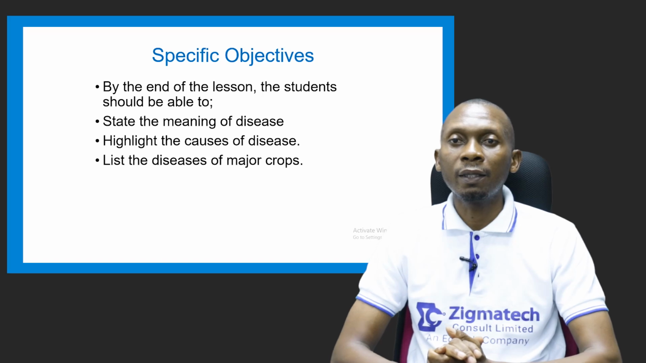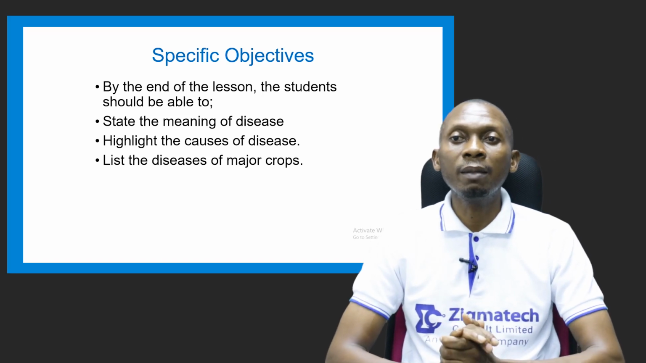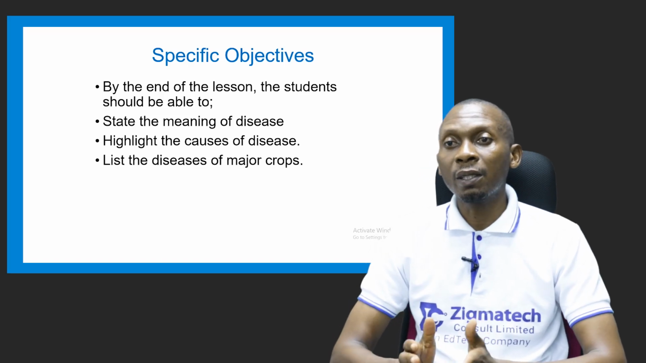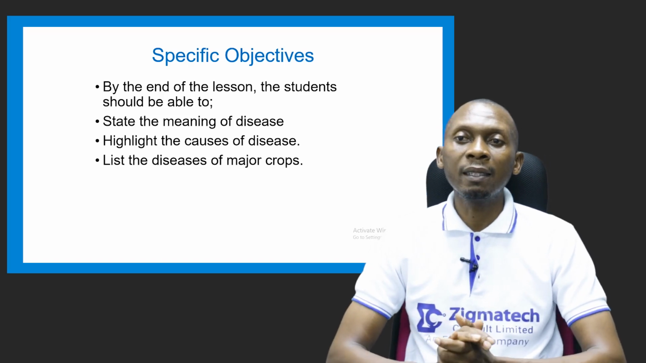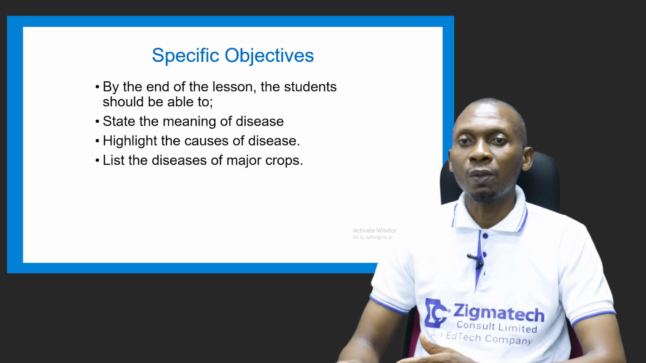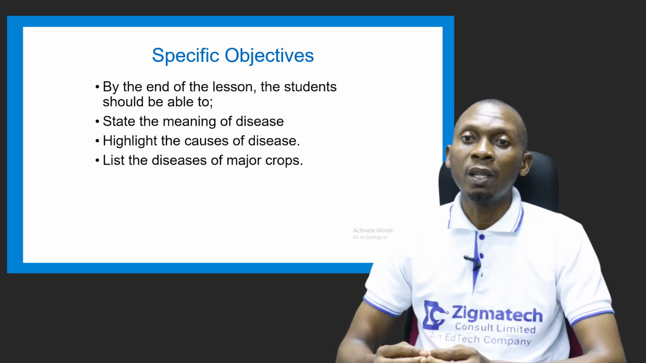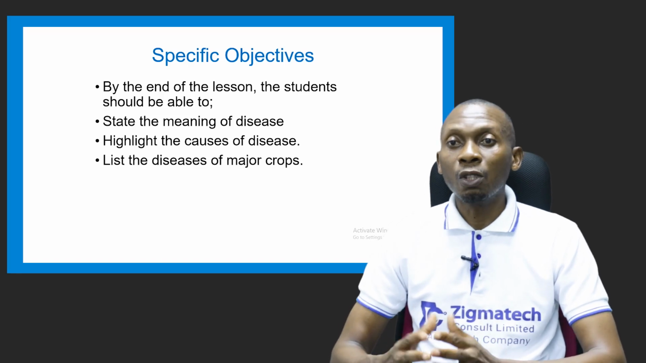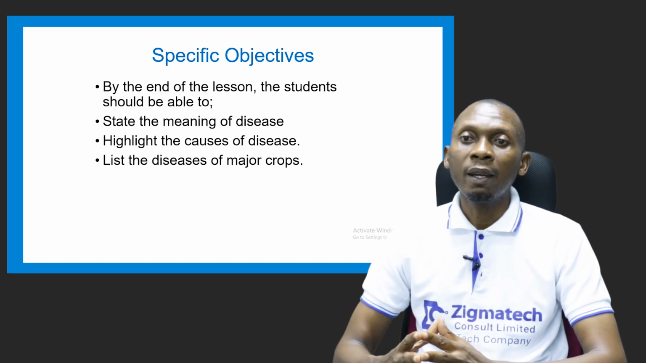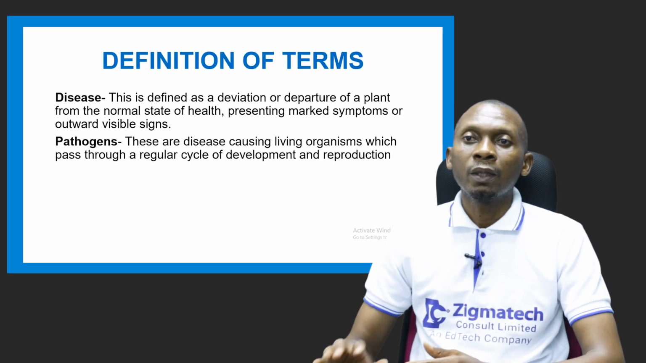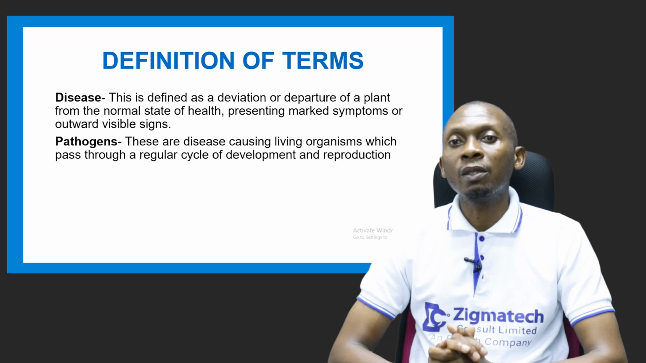By the end of the lesson, you should be able to state the meaning of disease, highlight the causes of disease, and list the diseases of major crops, stating their symptoms and control measures that will be taken concerning these various diseases of major crops. So let's start with the definition of terms. We're going to start with disease.